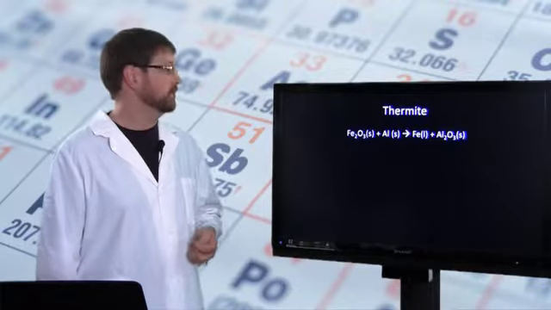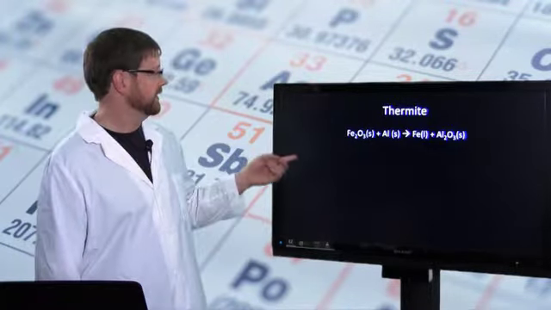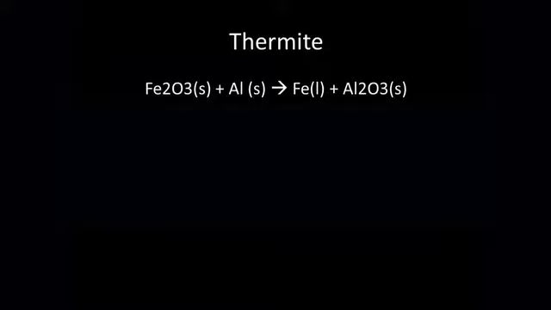So the chemical equation for this is iron(III) oxide plus aluminum on the reactant side, or the left side of the arrow, and it produces iron liquid plus aluminum oxide solid on the product side of the equation.